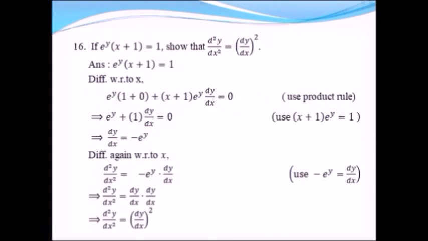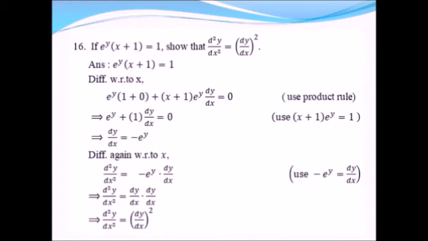Question number 16. If e to the power y into x plus 1 is equal to 1, show that d square y by dx square is equal to dy by dx whole square. The given function is an implicit function, both y and x are present, so don't start with y. Directly you have to differentiate. Refer exercise 5.3, implicit functions, differentiation of implicit functions. Now the given function is e to the power y into x plus 1, product of two functions, is equal to 1. Now differentiate with respect to x using the product rule.